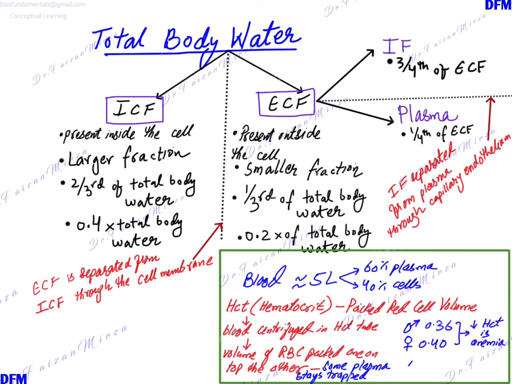The hematocrit value is about 0.36 for males and 0.40 for females. A lower value, as far as these cutoffs are concerned, represents a lower hematocrit, which tells you that the person suffers from anemia. And if the hematocrit is raised, this refers to the condition called polycythemia.